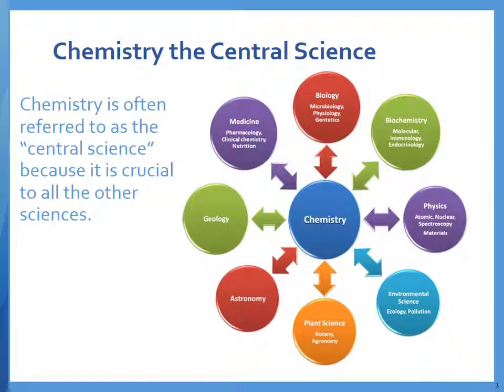Sometimes chemistry is called the central science because it is so connected to all the other sciences. You really need to have a good basis for chemistry because biology is based on chemistry. Medicine, geology, the study of rocks has a lot to do with chemistry because the chemicals, the atoms, are the building blocks for everything. So plant science, environmental science, even physics, biochemistry, etc.